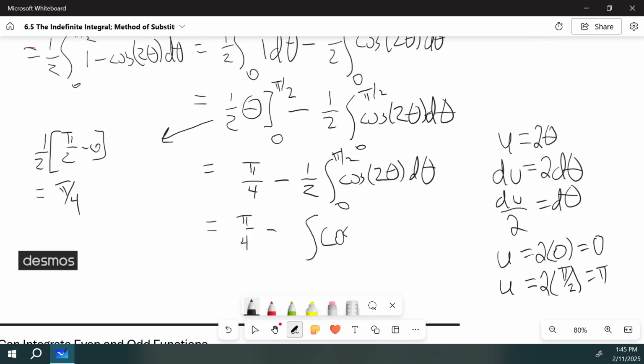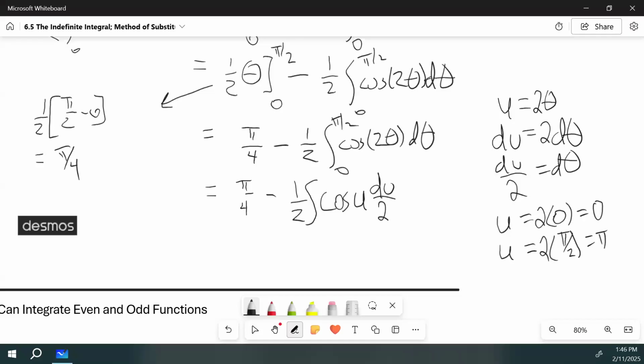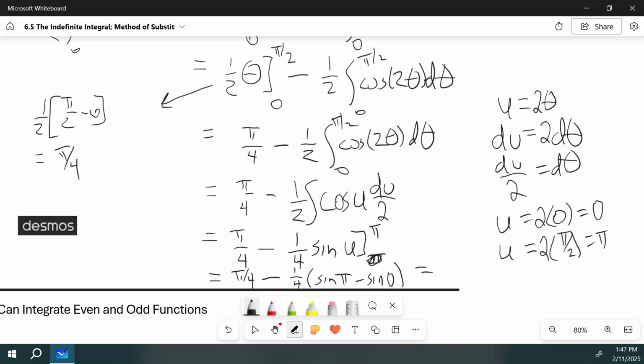the integral of cosine u, du over 2, times the 1/2 right here. All right. Okay, so the next step, we would have pi over 4 minus 1/4 sine u evaluated from 0 to pi, excuse me. So you'd have pi over 4 minus 1/4 times sine of pi minus sine of 0. Sine of pi and sine of 0 are both 0, so times the 1/4 is going to give you minus 0. So our answer is just pi over 4.